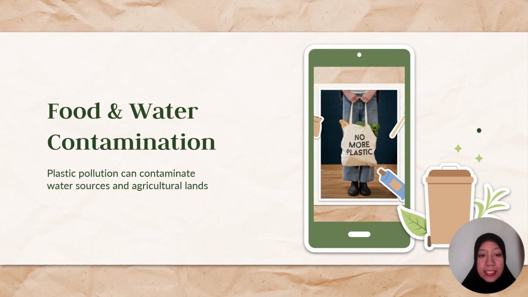Last but not least, food and water contamination. Plastic pollution can contaminate agricultural lands and water sources such as rivers, lakes, and oceans, potentially affecting the safety and quality of food supplies and drinking water. In short, plastic pollution is a crucial issue that must be solved.